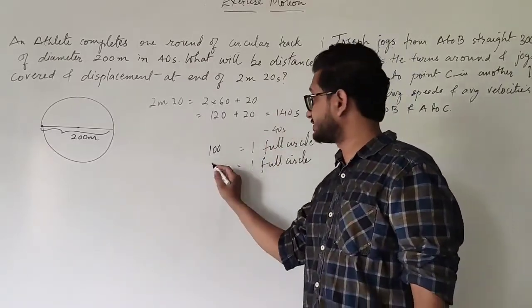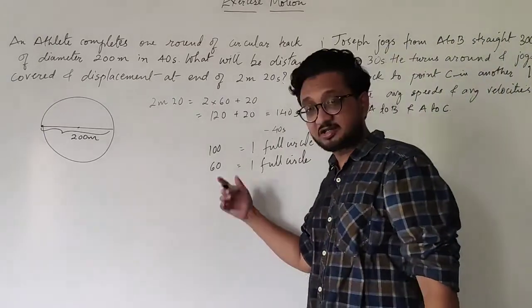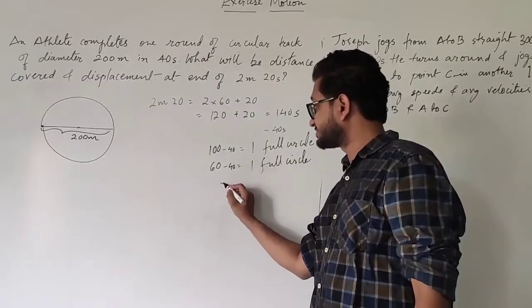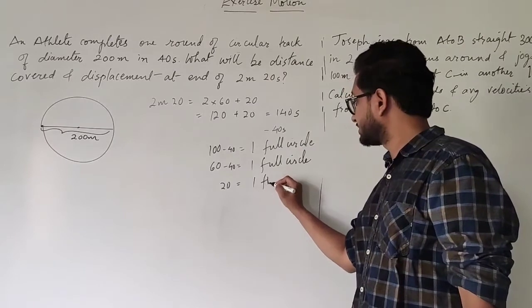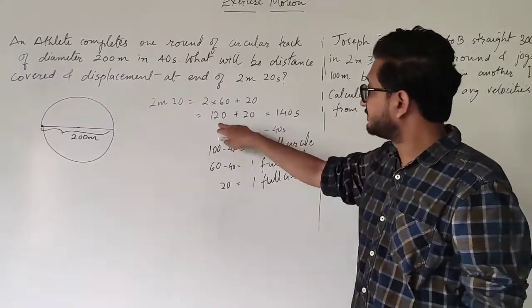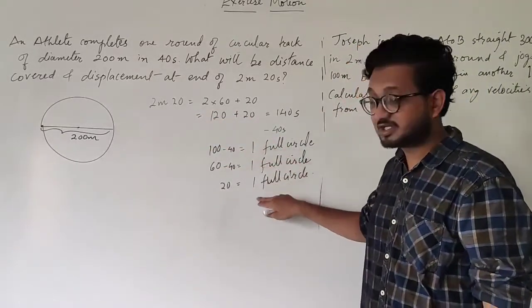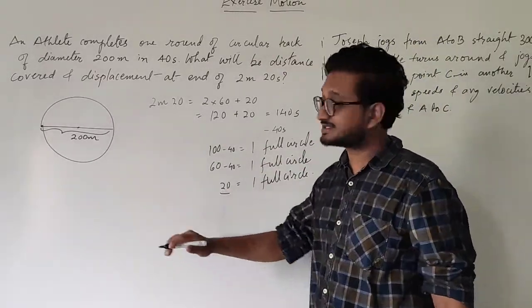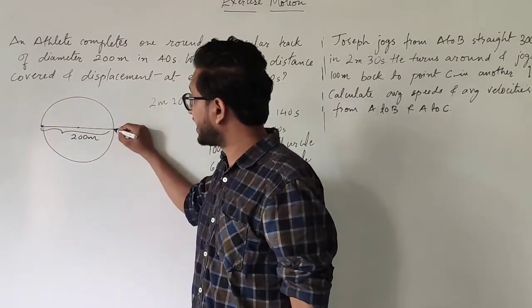Now it is 60 seconds. Another 40 seconds, we subtract 40 seconds as well, and now we get 20 seconds remaining, and that is another full circle completed. So in the span of 2 minutes and 20 seconds, the athlete has completed 1, 2 and 3 full circles, and the last 20 seconds remain. If he takes 40 seconds to complete the full circle, then he will take 20 seconds to complete half of the circle.